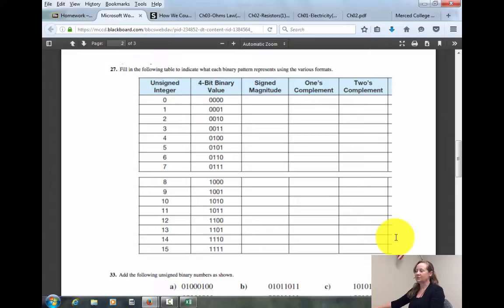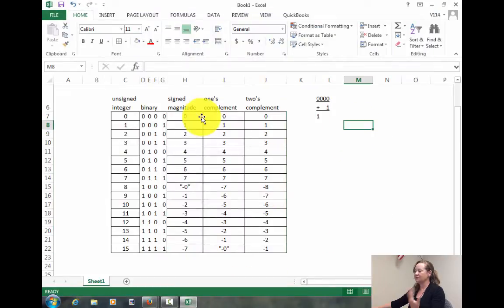All right. But this chart's important. It's important that you understand. It's really easy, actually. Remember 1's complement, you just flip all the 1s to 0s, 0s to 1s. 2's complement, you flip all the 0s to 1s and 1s to 0s and you add 1. Okay?